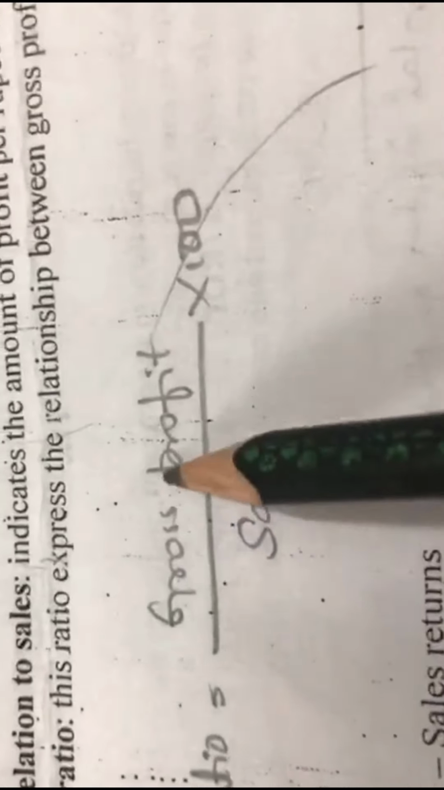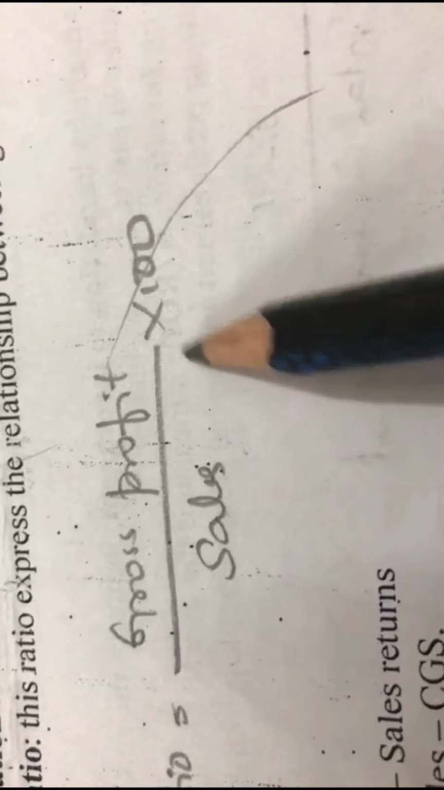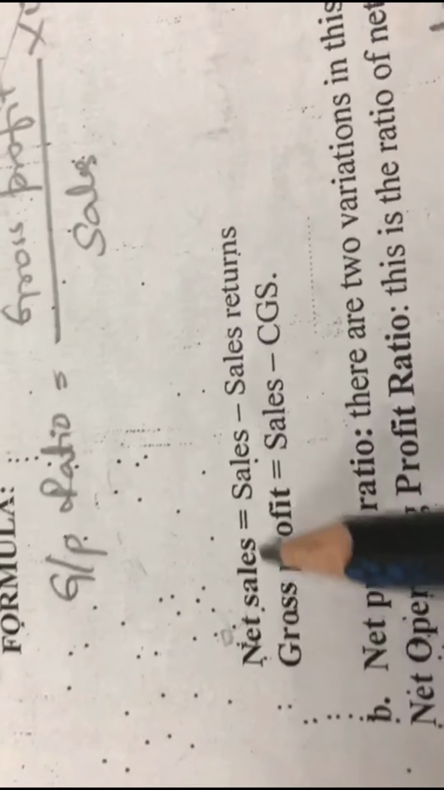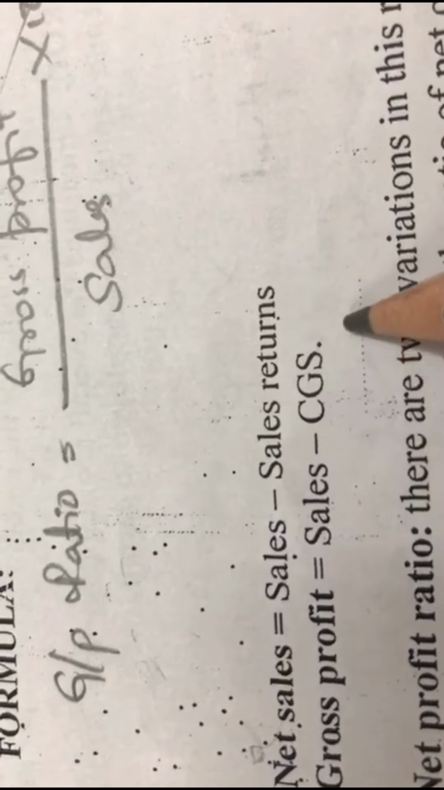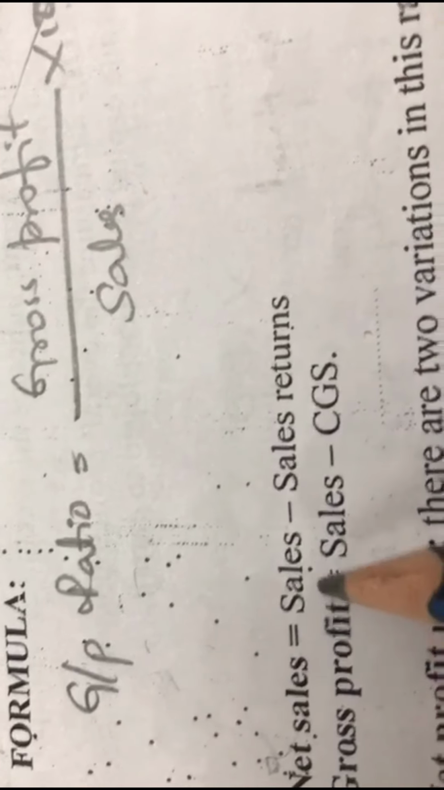So what is the formula? Gross profit divided by sales into 100. How do you calculate gross profit? As you all know, gross profit is equal to sales minus CGS. Then net sales, how do you calculate net sales? Sales minus sales return. Okay.